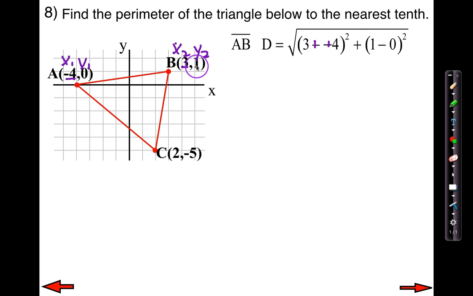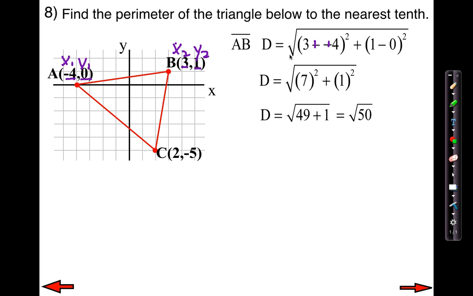And then I'm going to do y sub 2 minus y sub 1. So 1 minus 0, and you're going to square that. So that's going to leave us with 7 squared plus 1 squared, leaving us with d equals the square root of 49 plus 1, simplifying that to d equals the square root of 50. I'm just going to go ahead and tell you that the square root of 50 is approximately 7.1. So right now, I'm going to say that the distance between A and B is approximately 7.1. I'm not done. I have the distance of one of the sides. I need to keep going.